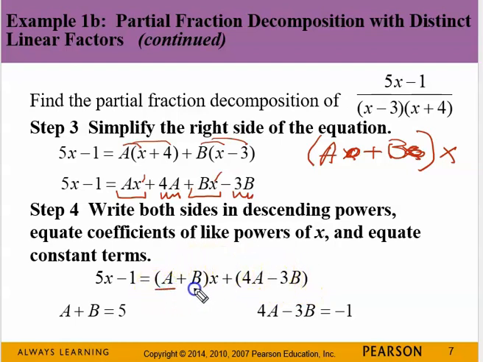Now, what was the value of our coefficient of x in this original problem? Well, the coefficient was 5. So we're going to say then that a plus b equals 5. And what was this coefficient here? We're going to say that 4a minus 3b equals -1, right from there.